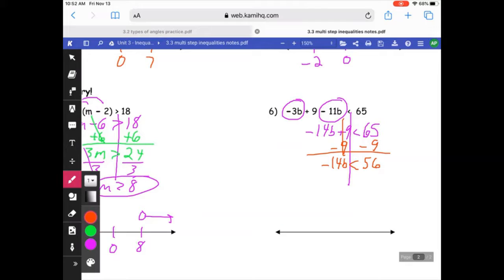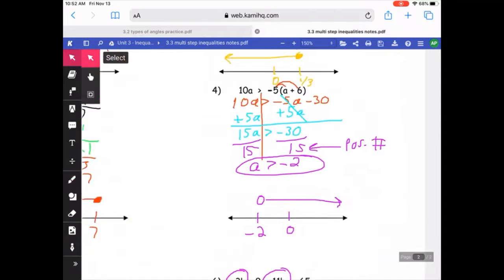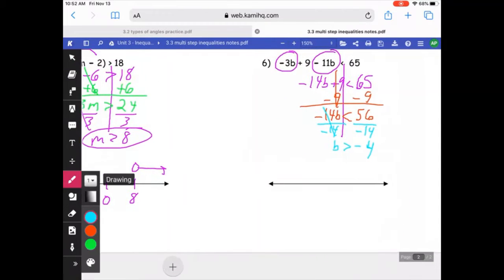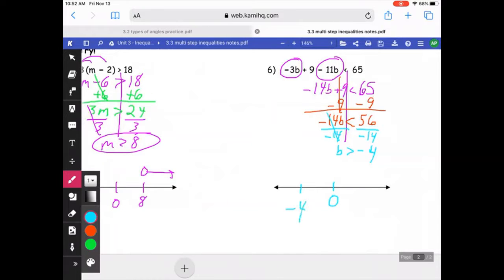And then after I divide both sides by negative 14, I have to remember that when I'm dividing by a negative number, I have to flip the inequality symbol. So 56 divided by negative 14 gives us negative 4. All right. Now, I need to graph it. So I'm going to put my 0, put my negative 4, plot an open circle at negative 4 because I don't have that or equal to sign, and I'm going to shade to the right because anything that's greater than negative 4 is going to be to the right of negative 4 on the number line.